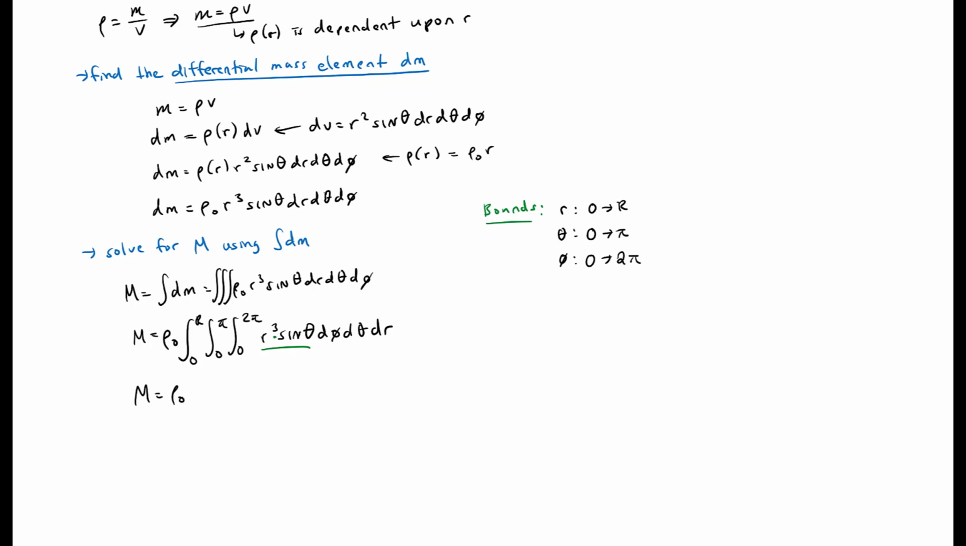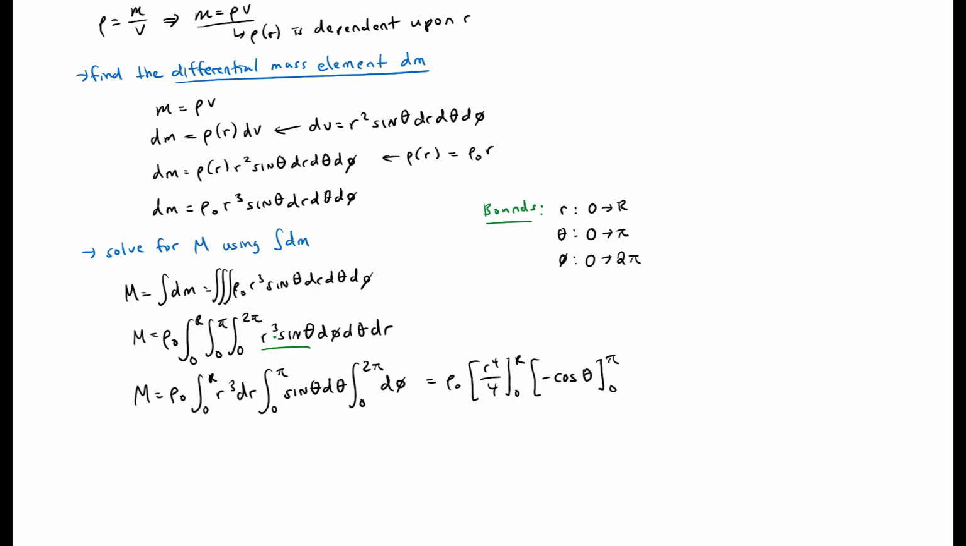So this is rho naught. We have the integral from 0 to R of r cubed dr, the integral from 0 to pi of sine theta d theta, and the integral from 0 to 2 pi of d phi. This gives us rho naught times r to the 4 over 4 from 0 to capital R. We have negative cosine theta being the integral of sine theta from 0 to pi, and we have phi from 0 to 2 pi.